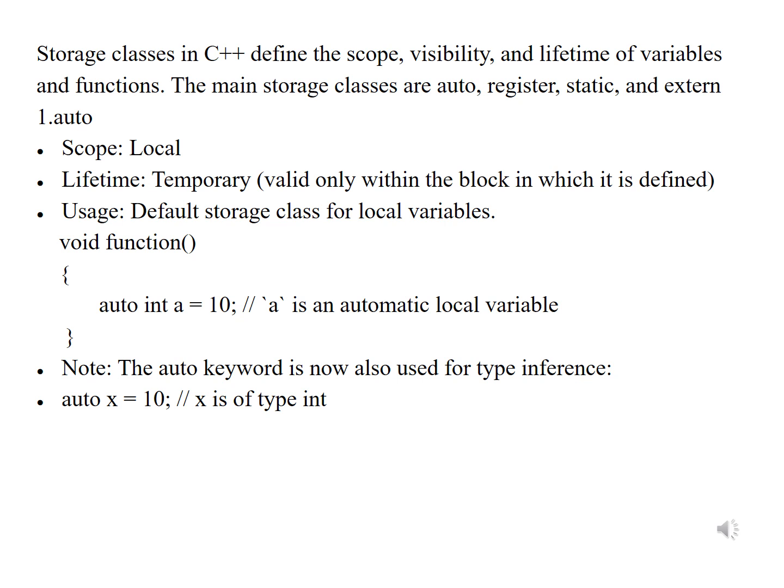Example: void function, we write the function name and open the bracket. Here, auto int a = 10. So a is a local variable declared as automatic. The auto keyword is now also used for type inference. For example, auto x = 10, so x is of type integer.